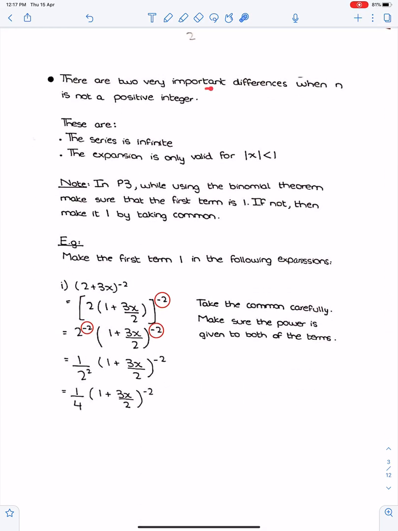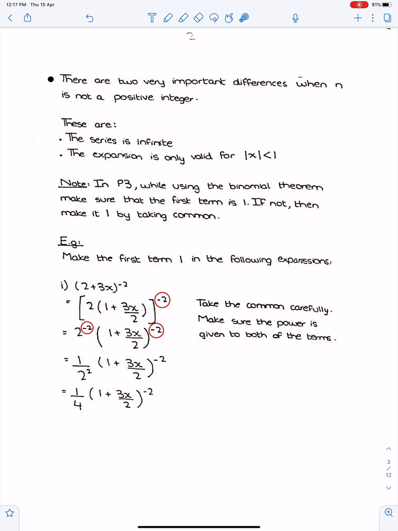There are two very important differences when n is not a positive integer. These are: the series is infinite, and the expansion is only valid for these values of x. Note, in P3, while using the binomial theorem, make sure that the first term is 1. If not, then make it 1 by taking common. Let's understand how to make the first term 1. Make the first term 1 in the following expansions.